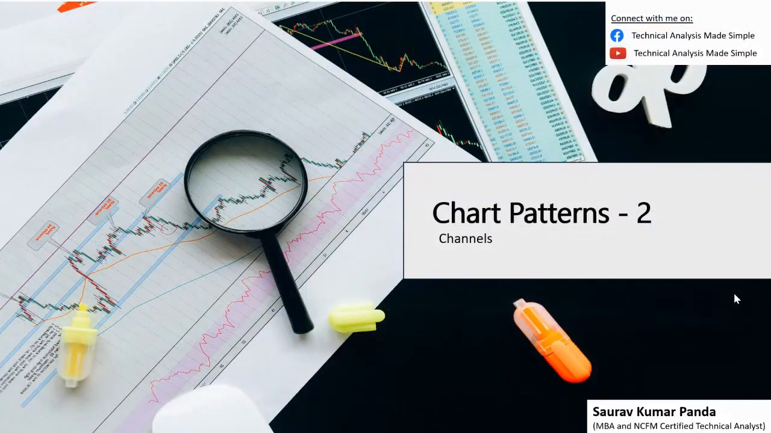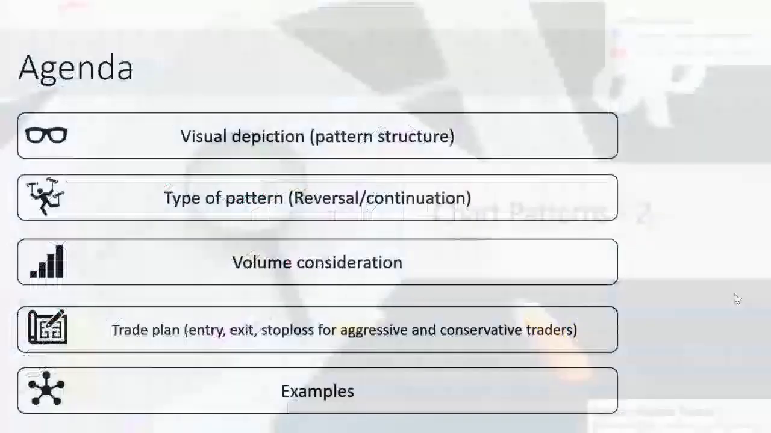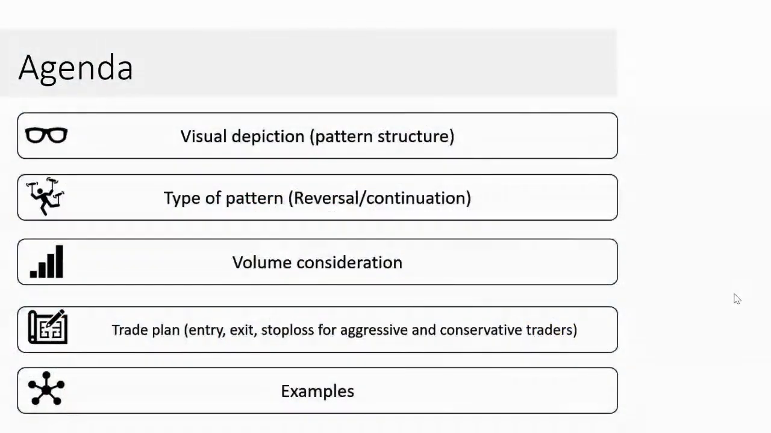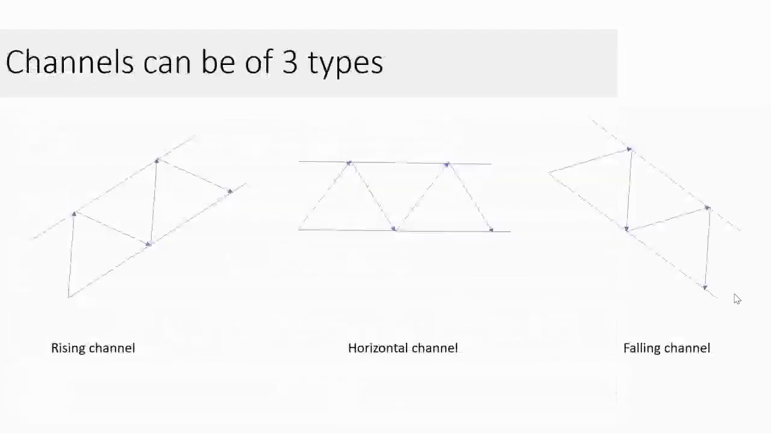In this video, we will be discussing the first pattern, that is channels. Channels are the simplest patterns to spot and to trade. So the agenda for this video will be: first we will understand what channels look like, that is the visual depiction. What type of pattern is this, is it a reversal or continuation? We will also consider how to see volumes here, the trade plan and examples.